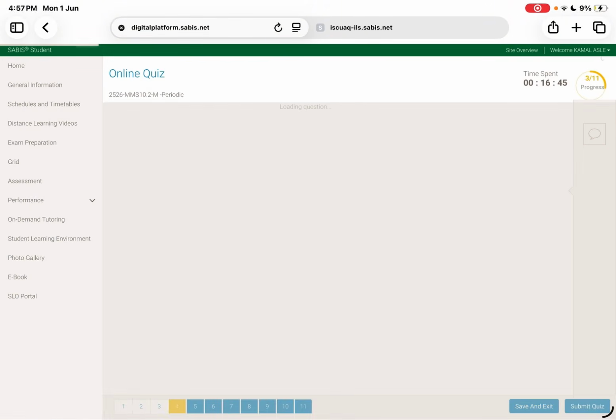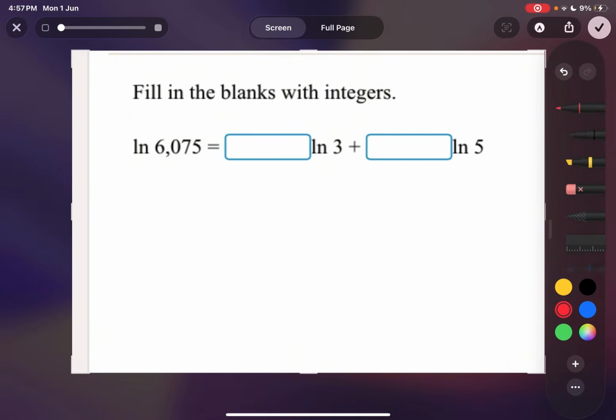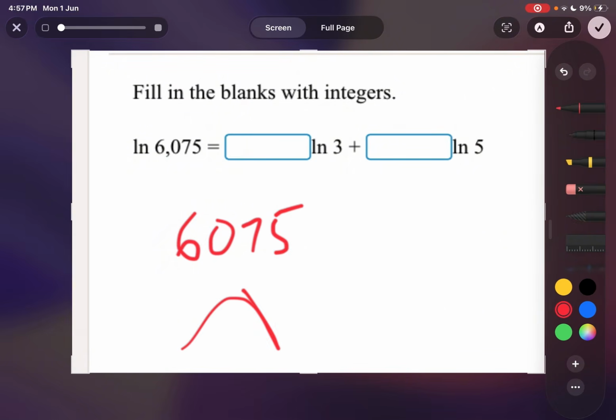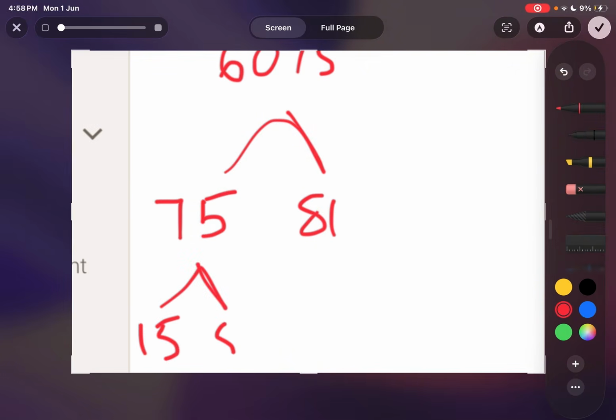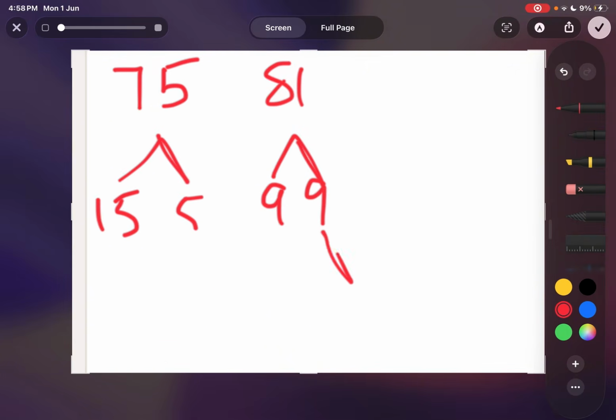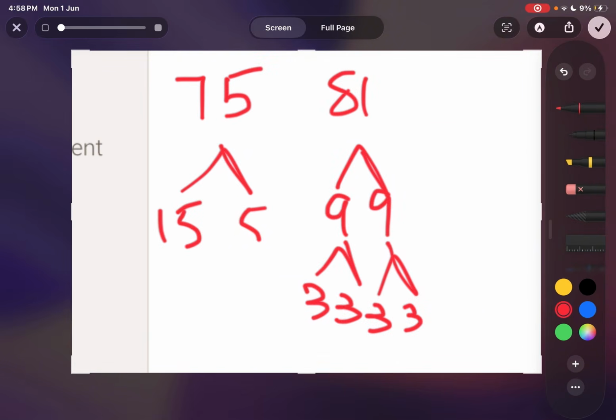Moving on to question number 4. This is also very simple. They said ln of 6075. So 6075, what is it? You can use the calculator. So this is 75 and 81. And we know that 75 is 15 times 5 and 81 is 9 times 9. And both 9s are 3, 3, 3, 3. From this you can see that 3 is one of the factors and 5 is one of them in the end. So this is 5, you cannot do anything.